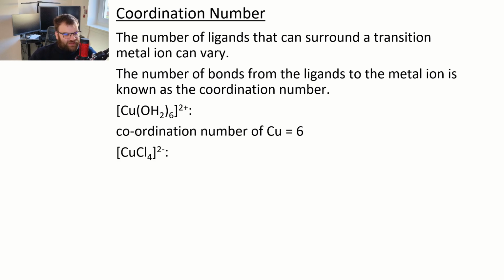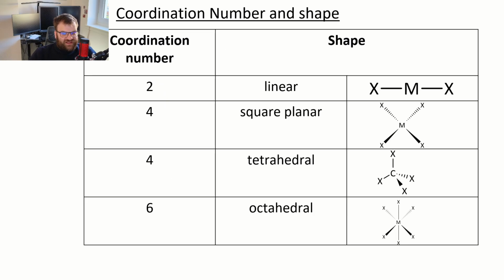In this one here, we have each chlorine making 1 bond to the copper. That gives it a coordination number of 4. Different coordination numbers will result in different shapes of the molecules depending on what else we have present within it. And we have our typical shapes that we've had from before of linear, tetrahedral and octahedral. We could also get square planar depending on the number of lone pairs, etc.